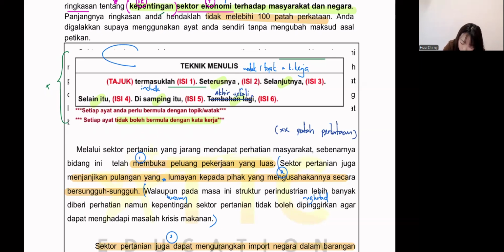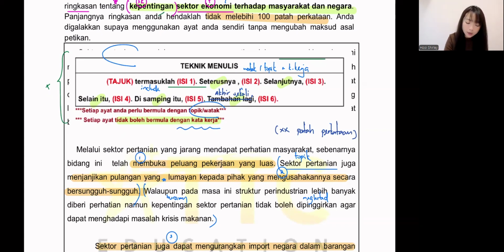sektor pertanian juga menjanjikan everything here because I will need to start off my sentence with topic or watak, cannot start off with a kata kerja. That's why this one will be the topic. This is what I mean that cannot start off a sentence with kata kerja because a lot of students, they don't know. And these are very good questions because it shows you both.